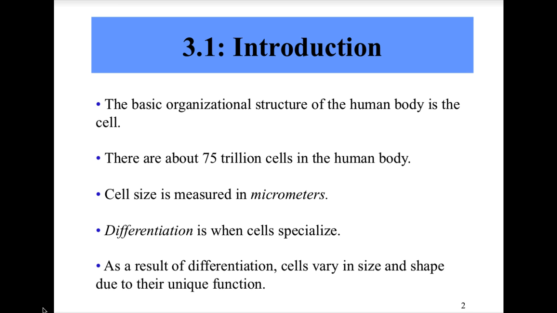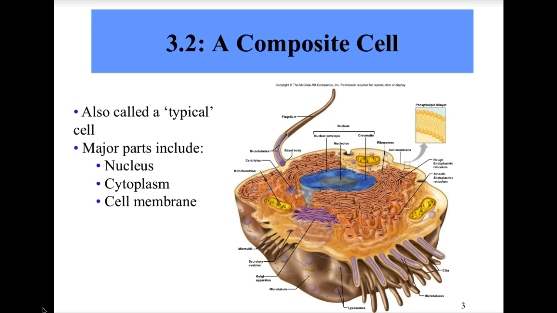So differentiation itself is when cells differentiate from a common cell into their specialized cell type. And then as a result of differentiation, you get cells that are going to vary in size, shape, and so forth. And basically, they're going to vary their structure, so their structure is going to meet their function. And that's what anatomy and physiology is all about, structure and function. How does the structure of something meet its function or physiology? Anatomy and physiology.